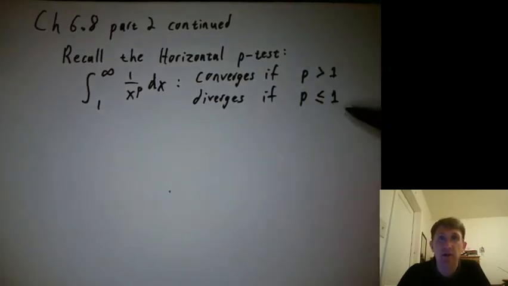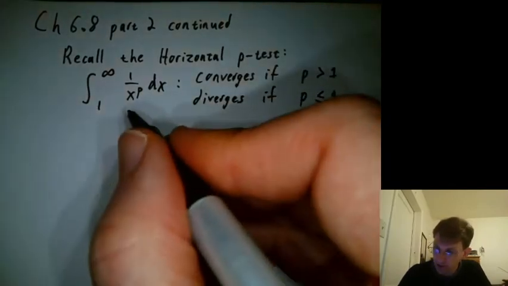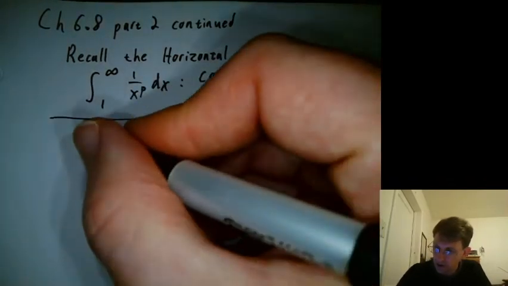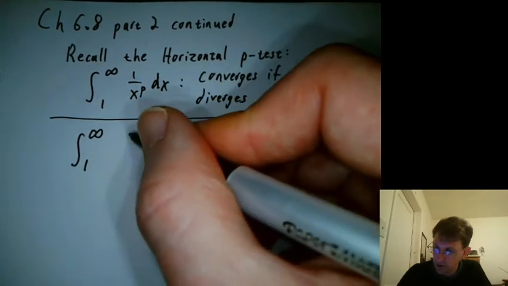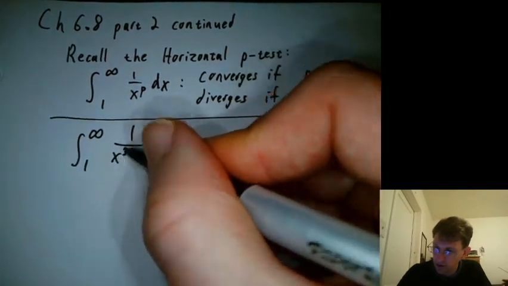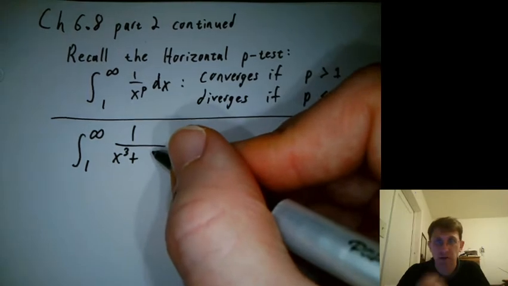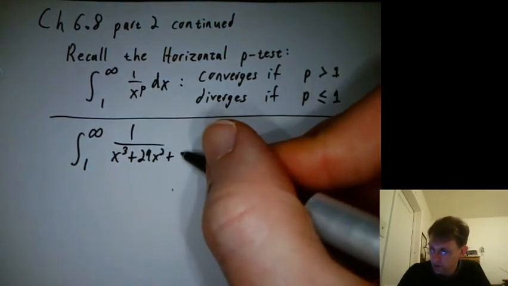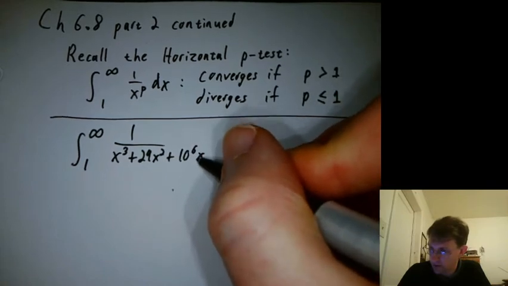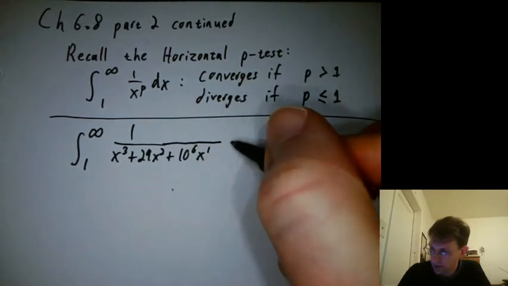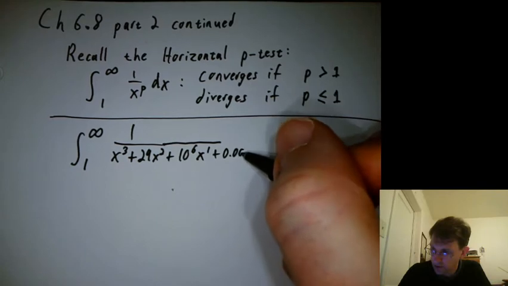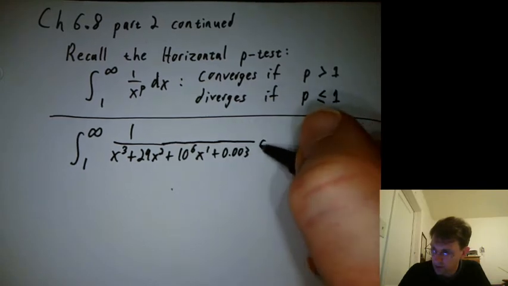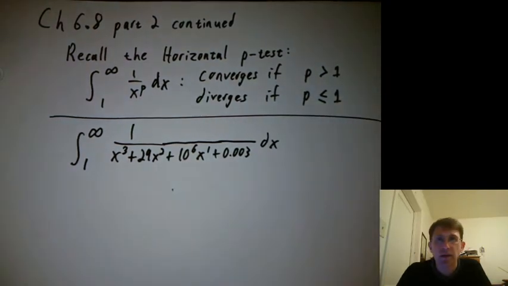So hopefully you remembered that or could reason it out again for yourself. Let's give ourselves another problem. How about the integral from 1 to infinity of 1 over x cubed plus, let's throw some other numbers on here, like 29x squared plus 10 to the 6th x plus 0.003 dx. What do you think? Does this integral converge or diverge?